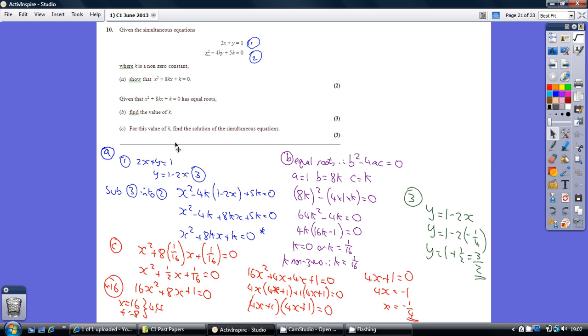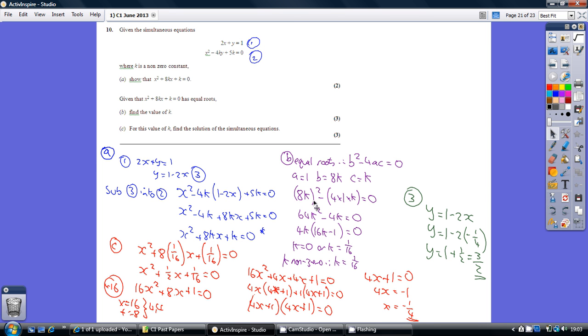Now, part B, the key thing here is the fact that we're told we have equal roots. So this is all about the discriminant. Remember, for equal roots, b squared minus 4ac is equal to 0. Now, a is the number in front of the x squared, which is 1. B is the coefficient of x, which is 8k. And c is the constant on its own, which is k. So b squared minus 4ac has got to be equal to 0.